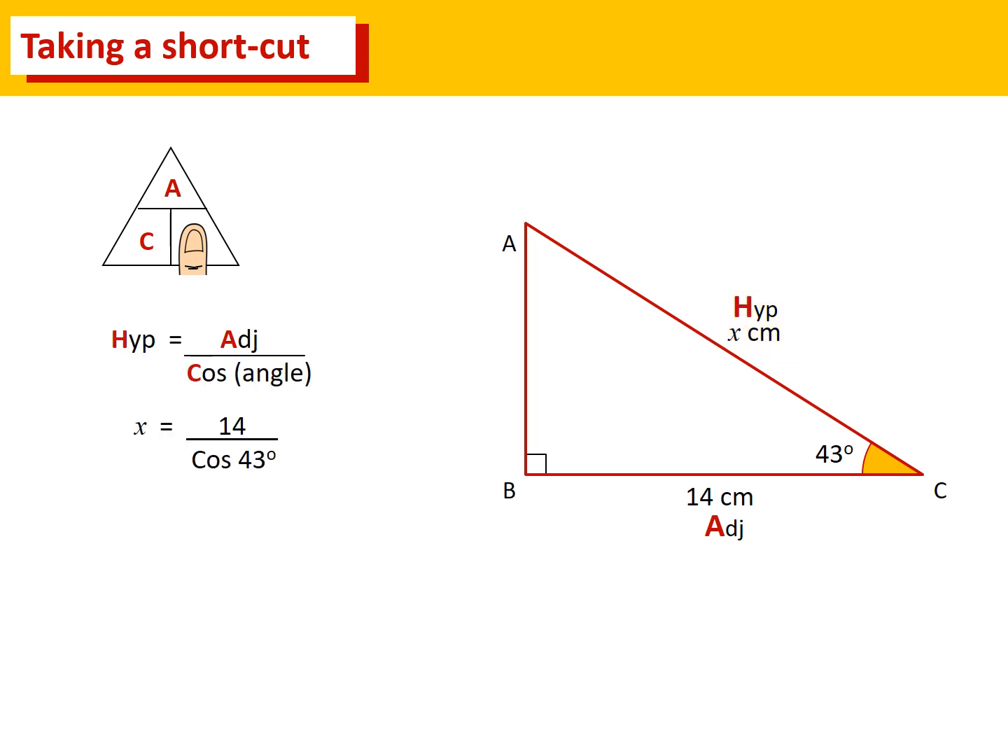We put our values in. 14 is the adjacent, cosine 43 degrees. Tap that into our calculator, and that's 19.1 to 1 decimal place.